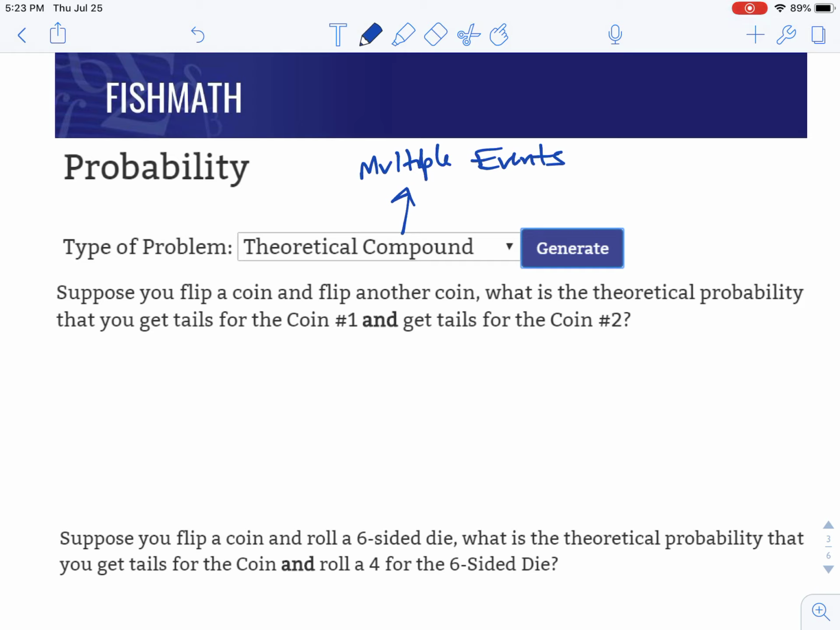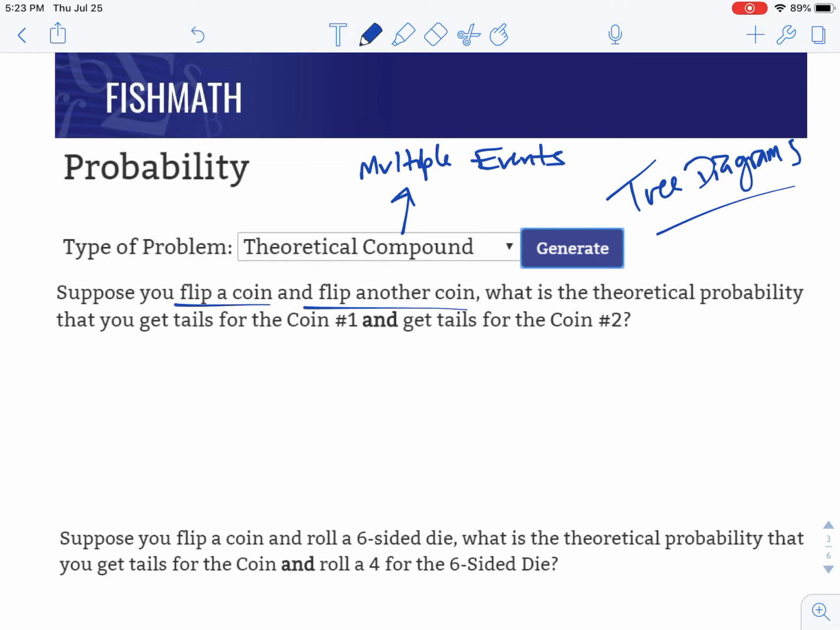So what we typically do for these to figure out all the different combinations is we use tree diagrams to kind of illustrate and keep track of all different ways to make a combination. So the first one here, we've got flipping a coin and flipping another coin. So we got two coins.